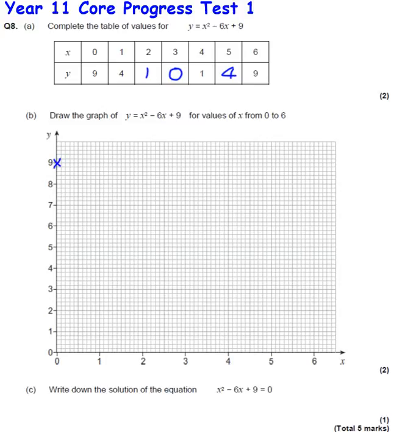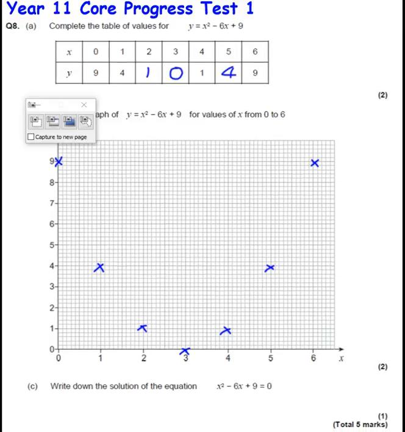The next one we need to plot is 1 and 4. 2 and 1. 3 and 0. 4 and 1. 5 and 4. And the last one, 6, 9. Now we've plotted the coordinates, we now need to join these up with a smooth curve, not a straight line. So we'll get this curve when we connect all points with one continuous smooth curve.